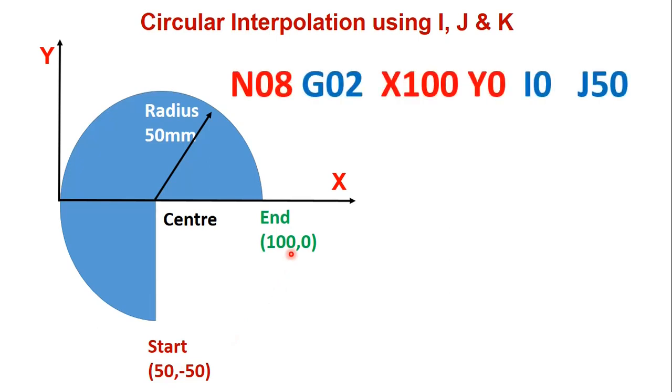So what should be the point? I am doing a clockwise motion, so G02. What are my end point coordinates? X0, Y0. What is the I value? So you see now, in this case, what does the definition of I say?